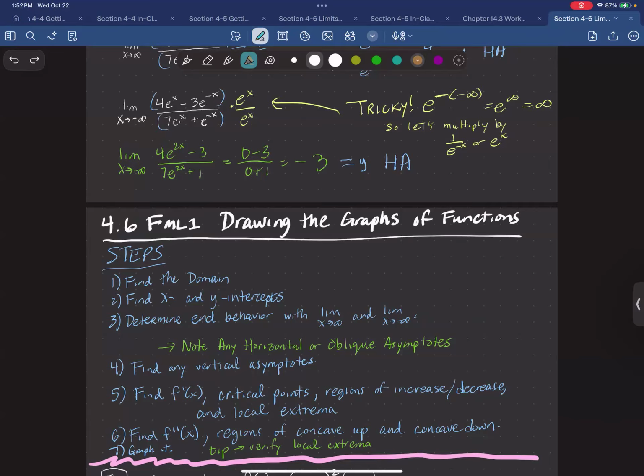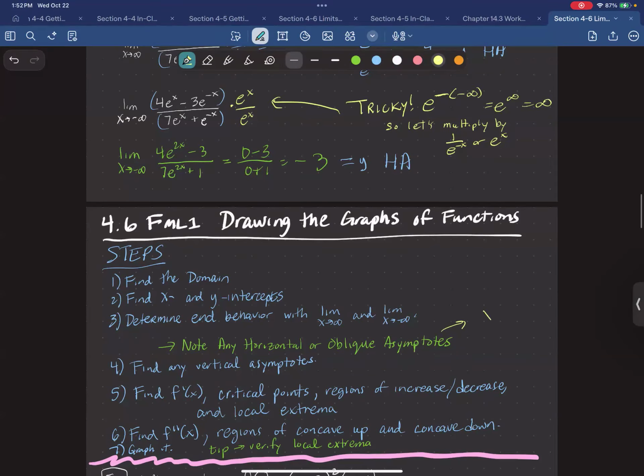These are all algebra steps here. We will determine end behavior with limit as x goes to infinity or negative infinity. We'll take advantage of what we've been doing in this section, as well as what we did in the getting ready for end behavior of polynomials and stuff like that. When we're doing this, we want to note any horizontal asymptotes or oblique asymptotes. Remember, oblique asymptotes: this is when the top is x to the m plus dot dot dot over x to the n plus dot dot dot, and m equals n plus 1, the exponent. The top is 1 degree higher.